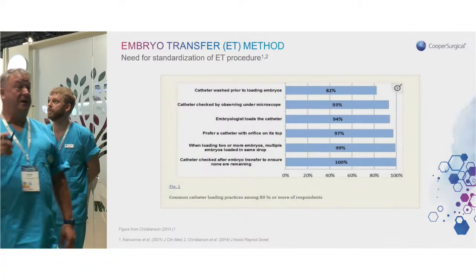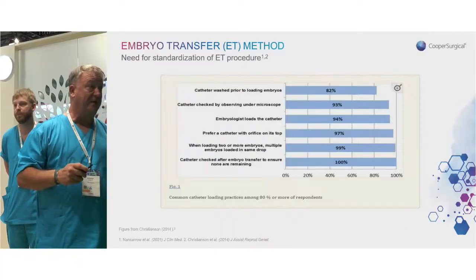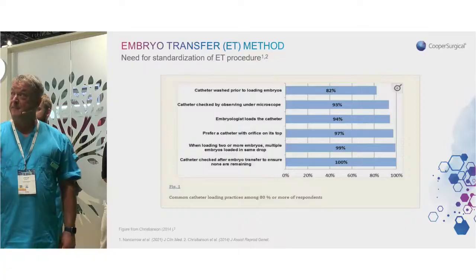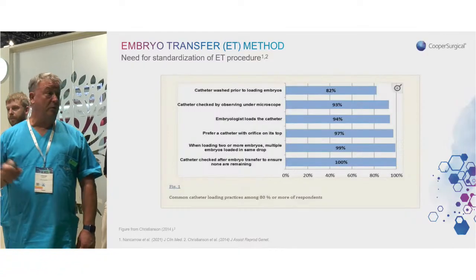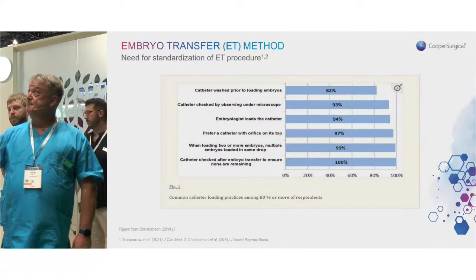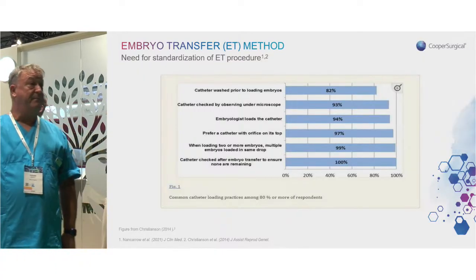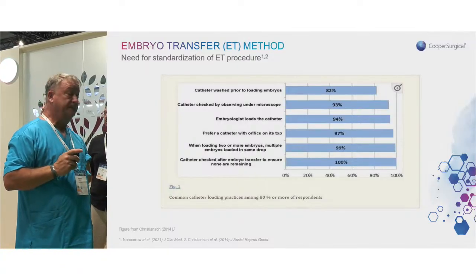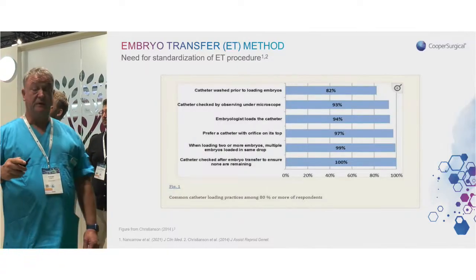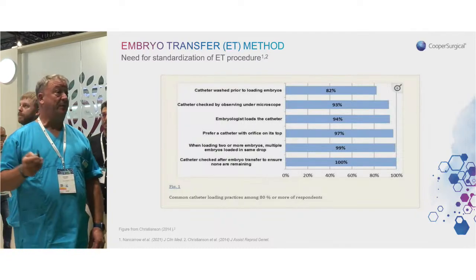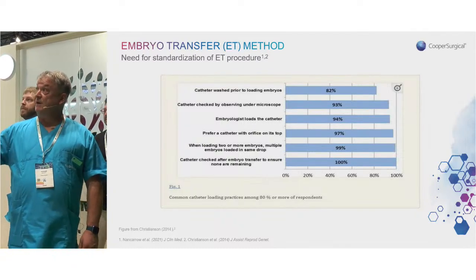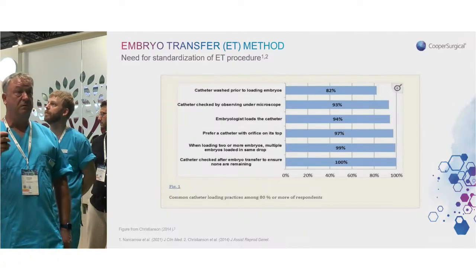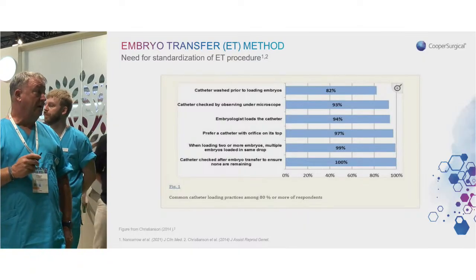At the bottom you can see, everybody checks the embryo transfer catheter after the transfer to see whether there are retained embryos. But on other factors, we know that it's not universal. So flushing the embryo transfer catheter is not universally adopted in clinics. And we know that's important, and during the demonstration, we'll explain why. So you can see this, among other papers and studies, really demonstrates there is no true consensus on the best way to do an embryo transfer.